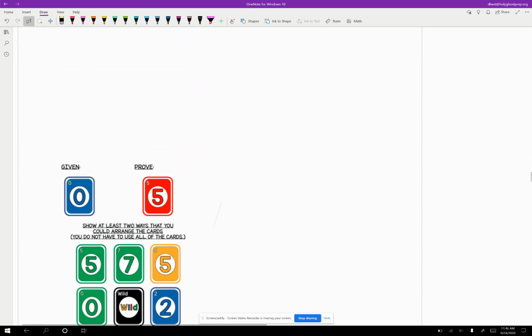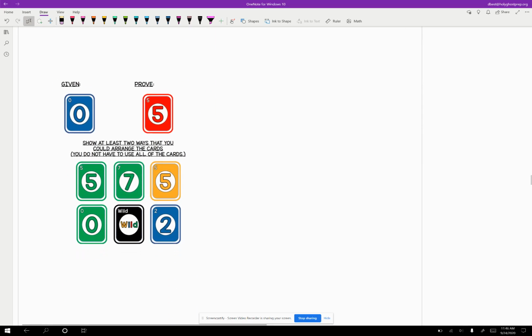All right, I'm going to jump ahead to this one. Given a blue 0, prove a red 5. So get from here to here. But I want you to try to prove it in 2 separate ways.